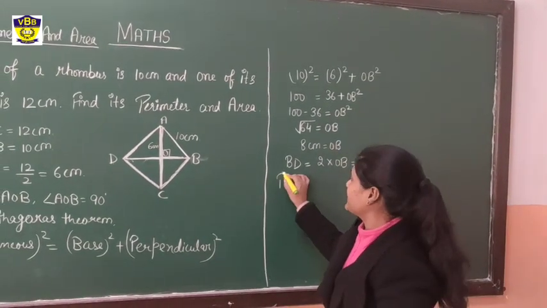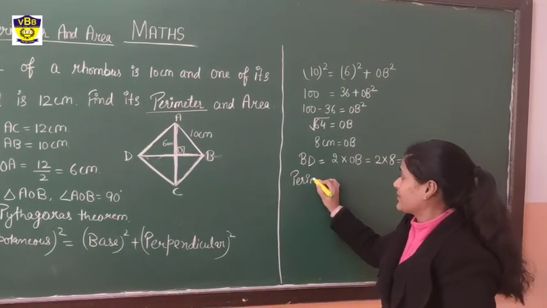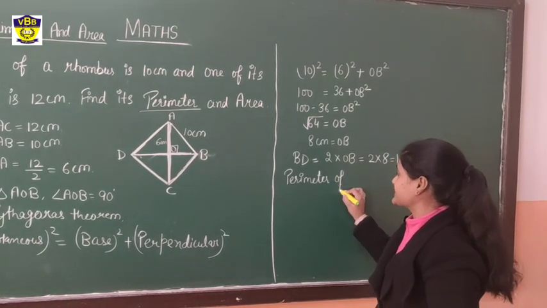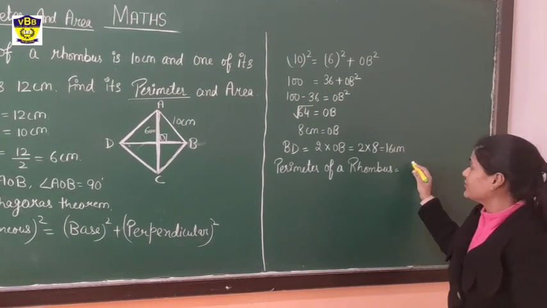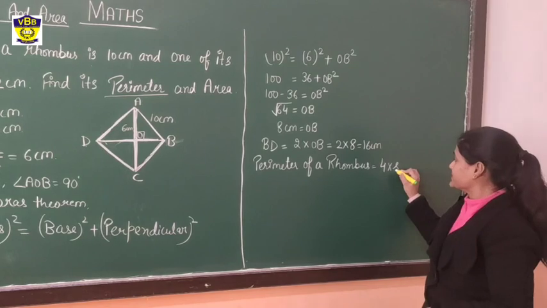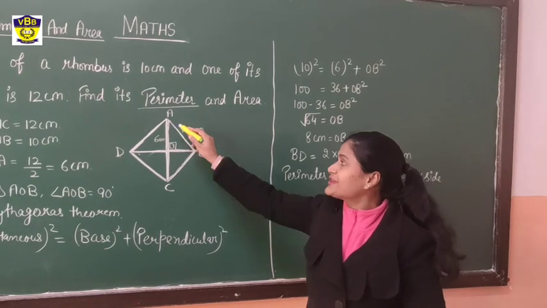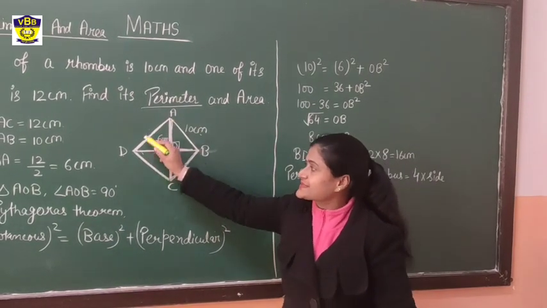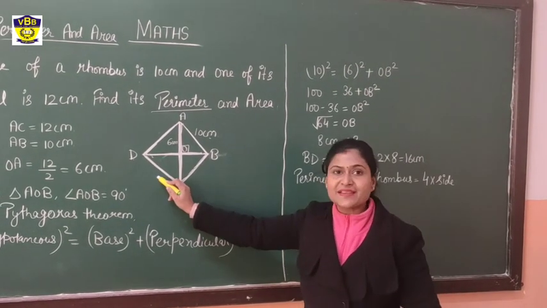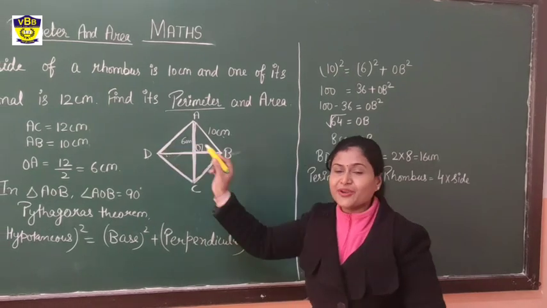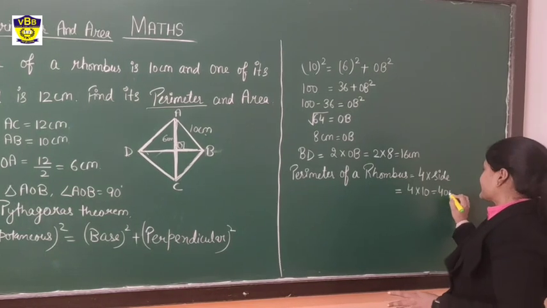Okay. We need to find out the perimeter first. So the perimeter of a rhombus is equal to 4 into side, because all the sides are equal. Perimeter is the sum of all sides. This is 10, 10, 20, 20 plus 10, 30, 30 plus 10, 40. Or you can say this is 4 into 10 equal to 40 centimeter.